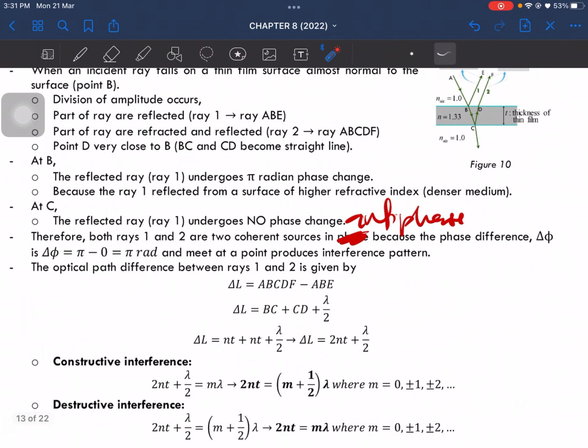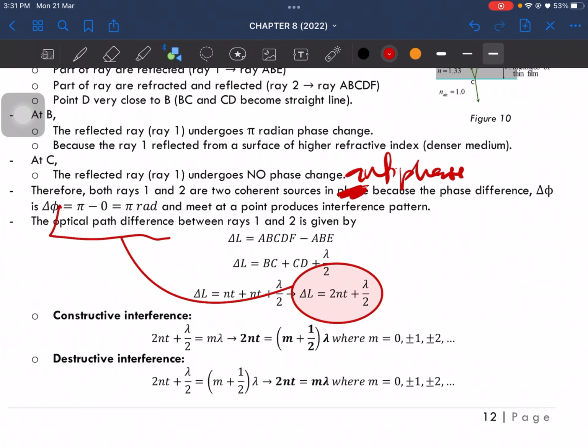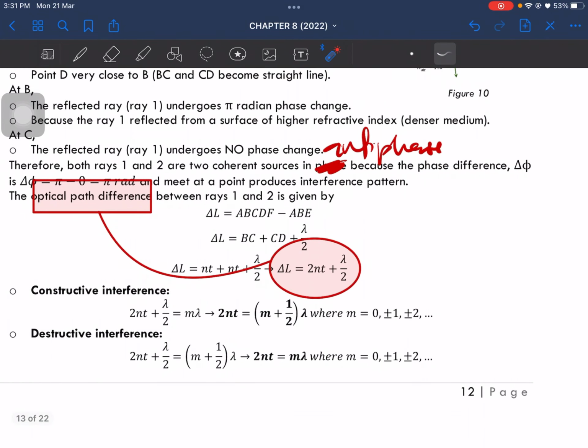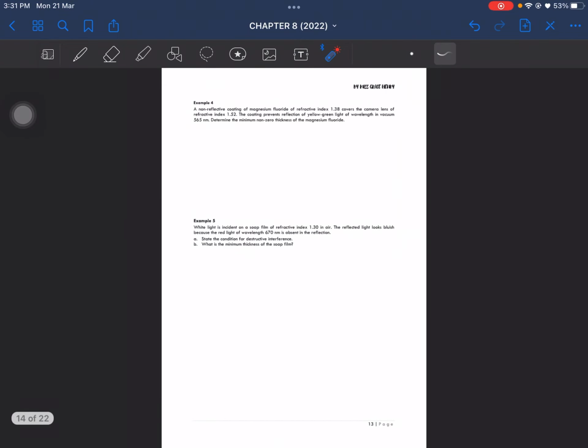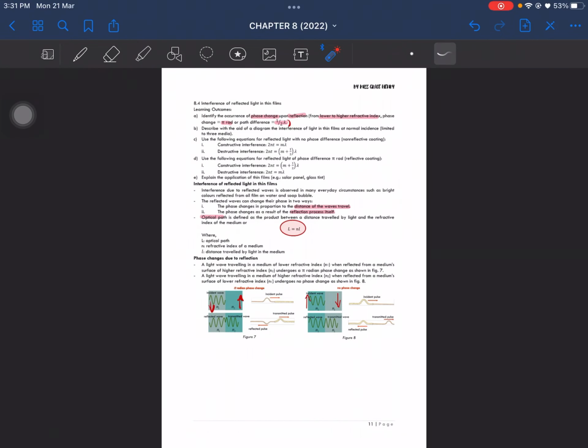And then the optical path is shown here. The formula is shown here. For constructive interference, you will use this one for the less dense medium, and this one for destructive interference on the less dense medium. Okay, that is subtopic number 4.